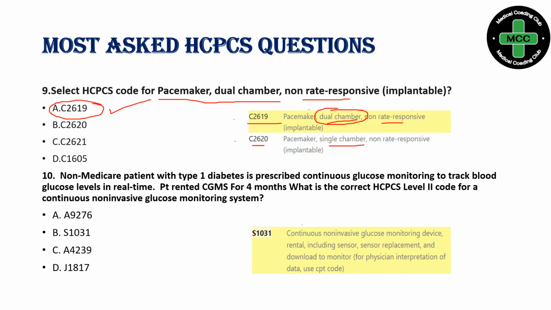Next question, a non-Medicare patient with type 1 diabetes is prescribed continuous glucose monitoring to track the blood glucose level in real time. Patient rented CGMS for 4 months. What is the correct HCPCS code? As you can see, the patient has opted for CGMS rental. Check this code description: S1031, continuous non-invasive glucose monitoring device rental, including sensor and sensor replacement. So the answer should be S1031.